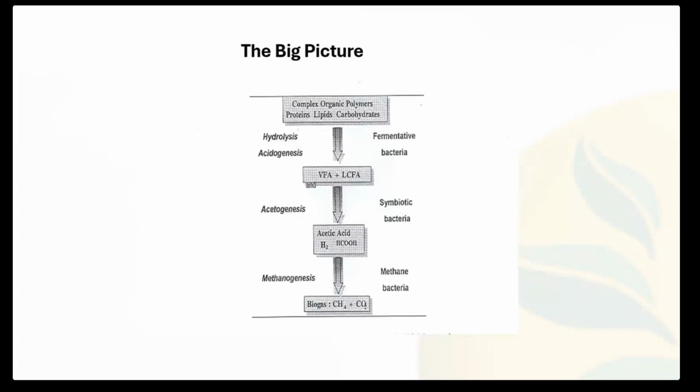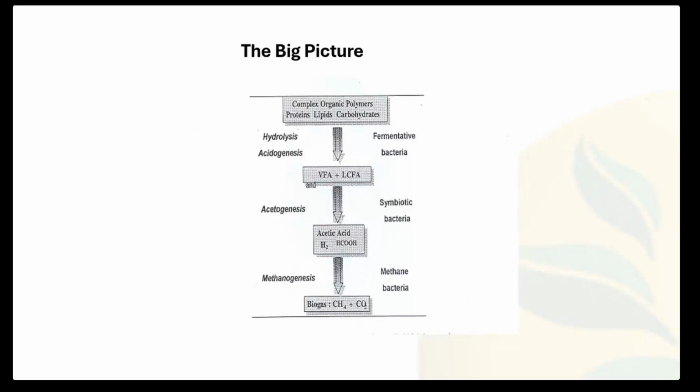Now, the big picture that this is based on is the standard known flow diagram of carbon and electrons in anaerobic digestion. Complex organic polymers are converted to volatile fatty acids, long-chain fatty acids. They are broken down by symbiotic bacteria into acetic acid, hydrogen, and formic acid. And then hydrogen and formic acid and acetic acid are removed from the digestion broth by methane bacteria to produce CH4 and CO2. So methane bacteria remove acid in essence and produce gas, therefore leading to acid removal and neutralization of the pH in the digester.